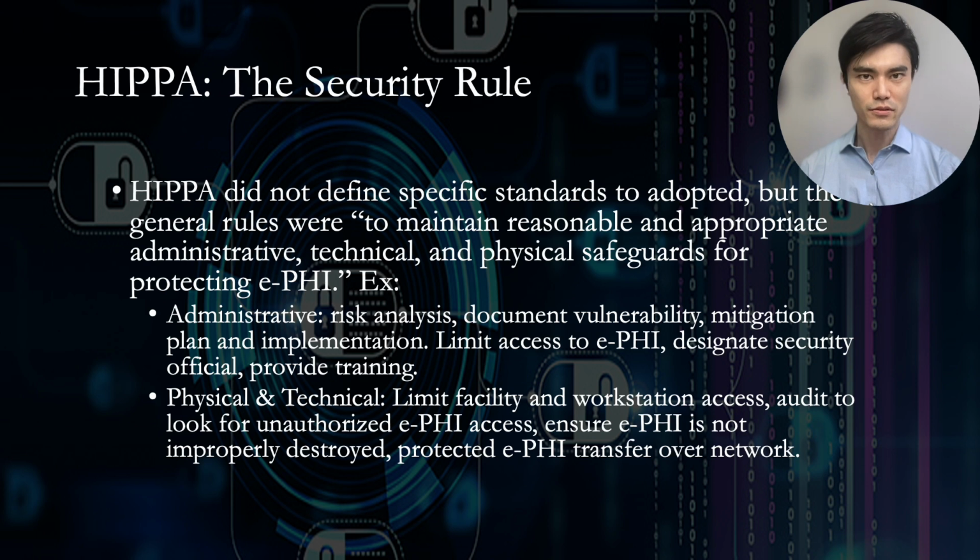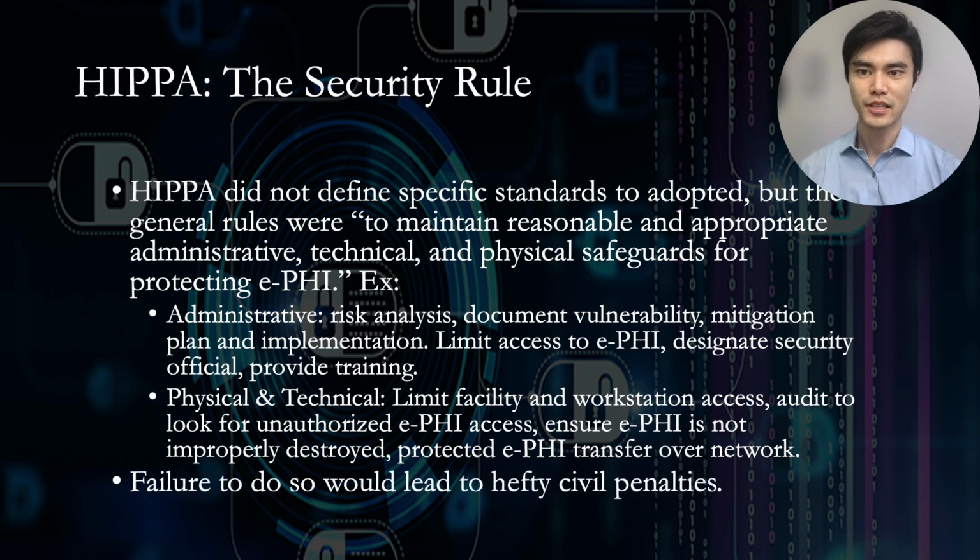And physical and technical safeguards limit facility and workstation access, include audits to look for unauthorized ePHI access, ensure ePHI is not improperly destroyed, and protect ePHI transfer over networks. Failure to follow these rules would lead to hefty civil penalties.